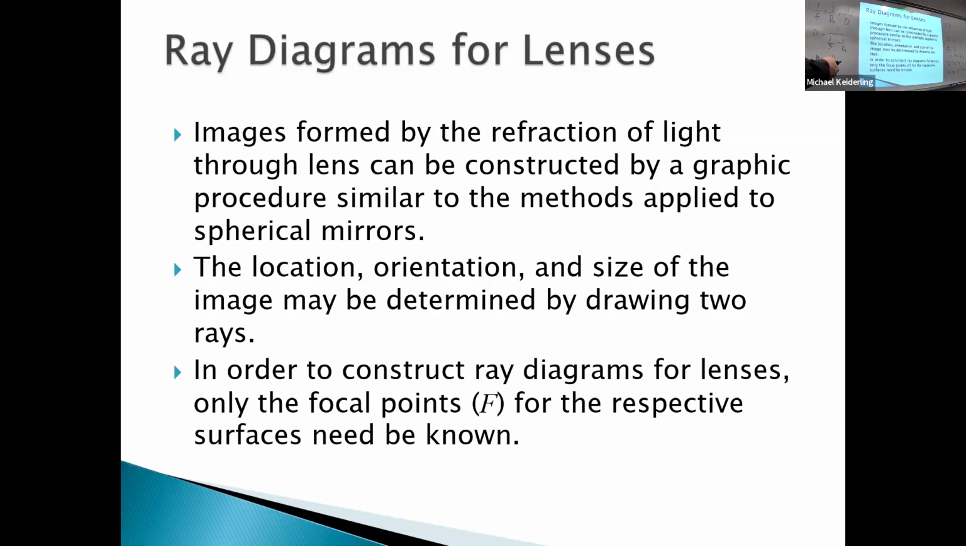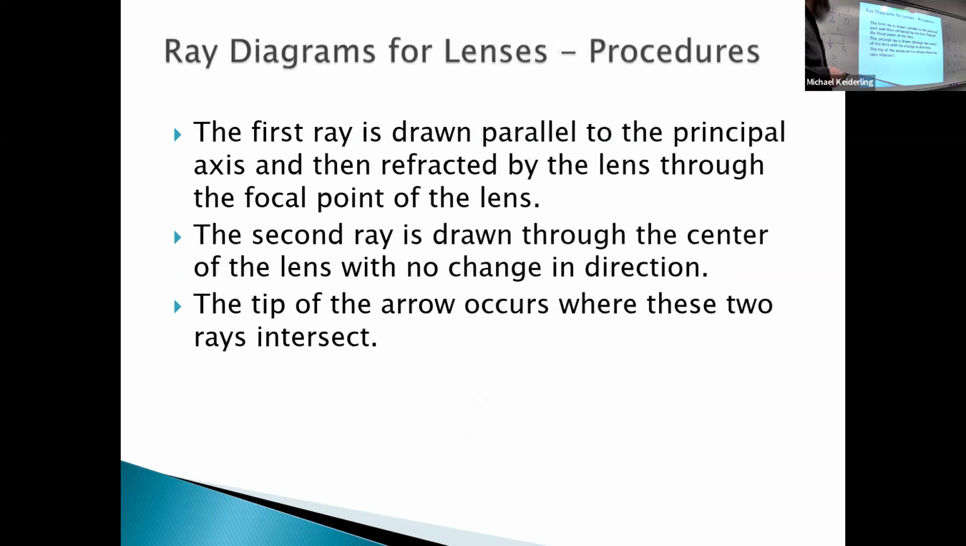Images formed by refraction of light through a lens can be constructed by a graphic procedure similar to those for spherical mirrors. The location, orientation, and size of the image can be determined by drawing two rays. In order to construct ray diagrams for lenses, only the focal points for the respective surfaces need to be known. The first ray is drawn parallel to the principal axis and then gets refracted by the lens through the focal point of the lens. The second ray is drawn through the center of the lens with no change in direction. And the tip of the arrow occurs where these two rays intersect.